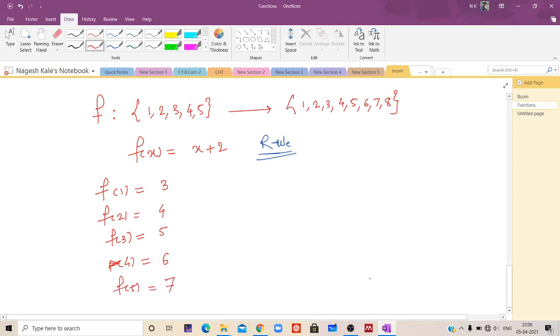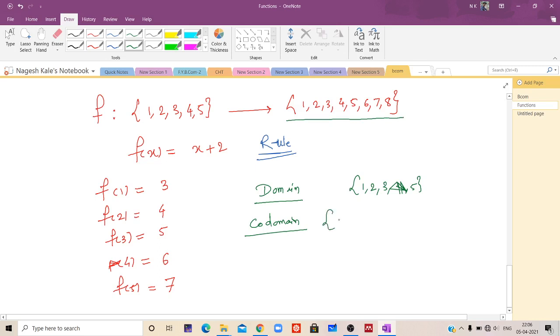Now let me locate the domain, codomain, range of this function. So what is domain? Domain means from where we take the function values, or the values for which the function is defined. The function is defined for these values 1, 2, 3, 4 and 5. So my domain will be 1, 2, 3, 4 and 5, right? Then what is my codomain? Codomain means where we try to find out the images. I am trying to find out images in this set, so this set is my codomain.